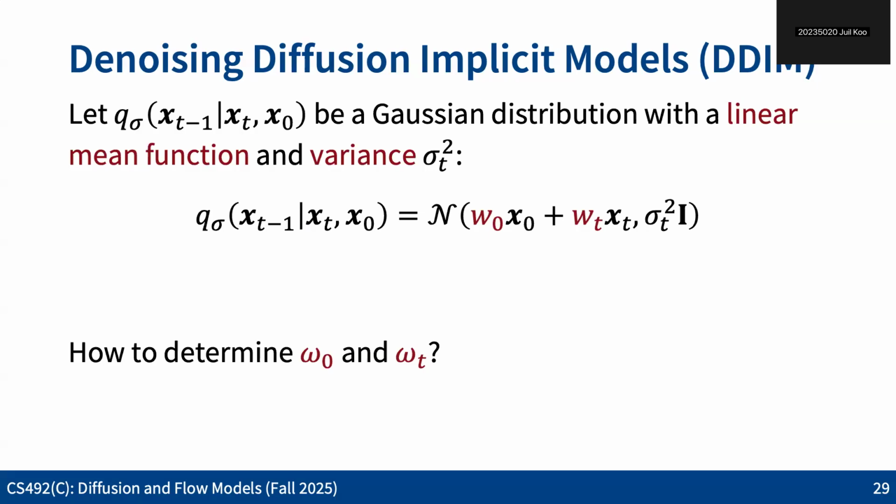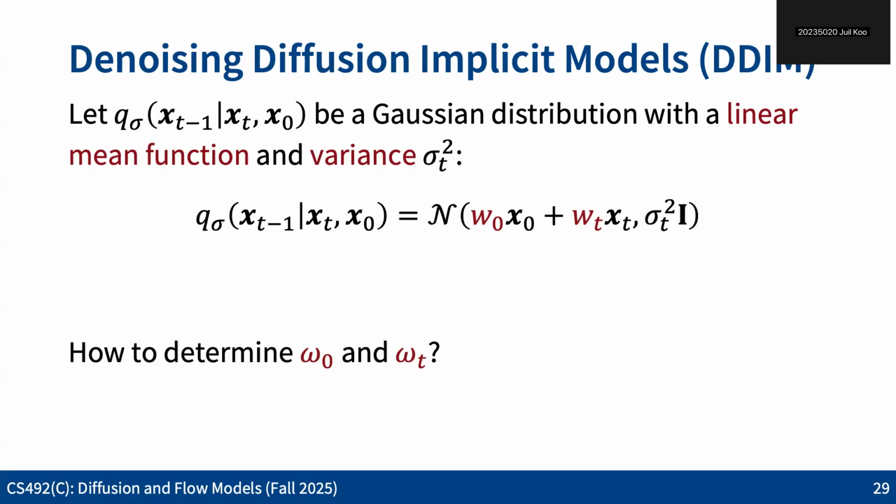And for many of the cases that we have seen, this mean function was also defined as some kind of linear function of those conditions, right? So while we don't have a clear idea for now, let's assume that this should be some kind of Gaussian distribution with some linear function combining these two conditions. And then the problem would be basically finding these two. So what should be this W0 and the WT?